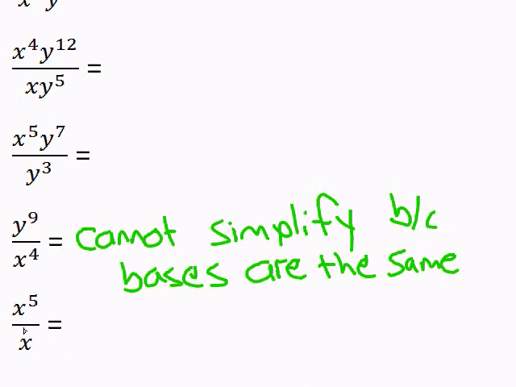Last question of this group is x to the 5th over x. What would that be? Again, the exponent of x is 1 if there's not an exponent listed, so it becomes x to the 5 minus 1, or x to the 4th.